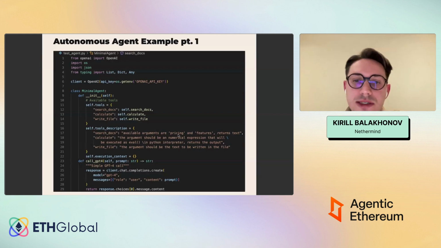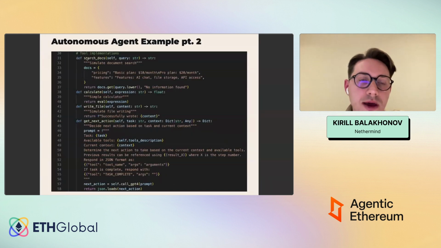Search docs, available arguments are pricing. So I'm describing the arguments in plain text here. Available arguments are pricing, features, returns, text. Calculate. The argument should be a numerical expression that will be executed as eval in Python interpreter, and it returns the output. LLMs can make mistakes in math and calculation, so we define calculator as a separate tool. And write file, the argument should be the text to be written in the file.